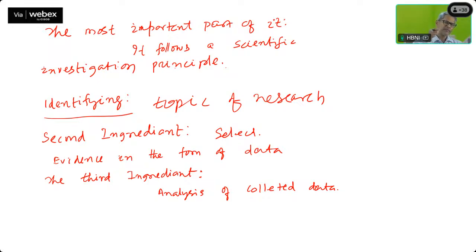Indices and measures are basically parameters like a mean, median, mode, or variance. That way you can summarize your data collected. Both qualitative and quantitative analysis is carried out through what is called correlation and regression. Suppose you are collecting one independent parameter and one dependent parameter. You can always see the correlation between them, and the regression will give you basically the strength of the correlation.